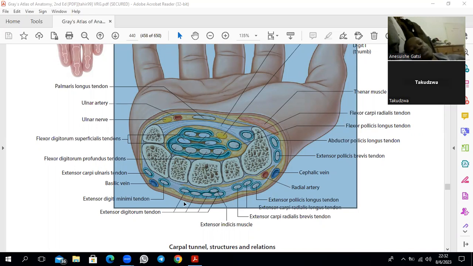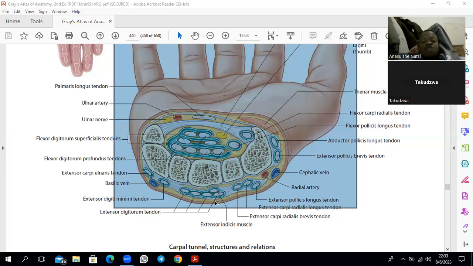So the point is there are 6 compartments. Of the 6 compartments, 3 of them are shared. The ones that are being shared: number 1, there is a compartment for extensor indicis and extensor digitorum. Number 2, there is a compartment for extensor carpi radialis longus, which it shares with its brevis, the extensor carpi radialis brevis. Number 3, there is a shared compartment for abductor pollicis longus and extensor pollicis brevis.